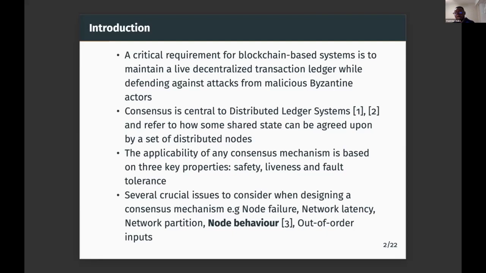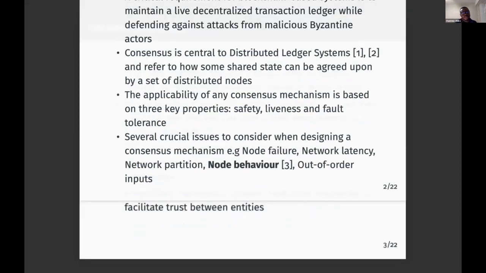And the applicability of any consensus mechanism is generally based on three properties. The first is safety, the second is liveness, and the final is the fault tolerance characteristics. And there are several crucial factors to consider in the design of a consensus mechanism. Some of them include node failure, network latency, network partition, out of order inputs, and finally, node behavior. And specifically in this work, we focus on the node behavior as the basis for which the system is designed.